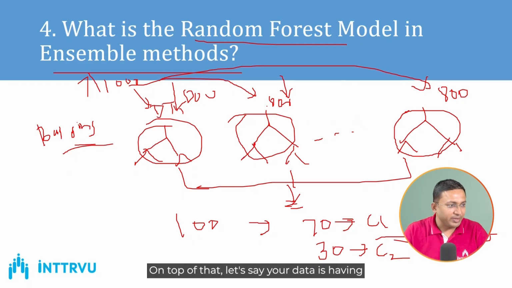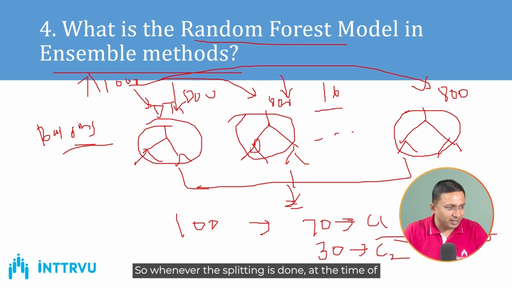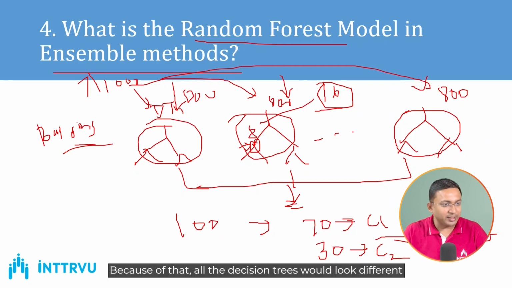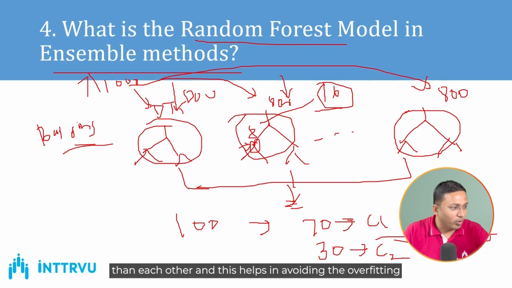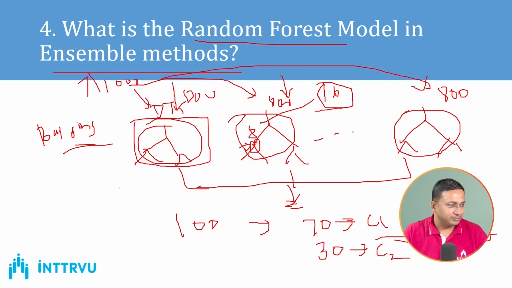On top of that, let's say your data has 10 features. Whenever the splitting is done at the time of building a decision tree, a subset of these features is used. So every time, instead of using all the 10 features, only 8 features are used. Again, these 8 features are selected randomly. Because of that, all the decision trees would look different from each other. And this helps in avoiding the overfitting which happens when you build a single decision tree model. So that's the advantage of a random forest, which it gets by using bagging.